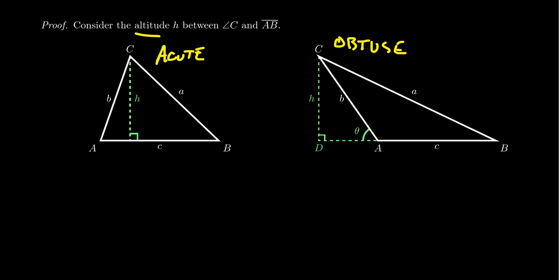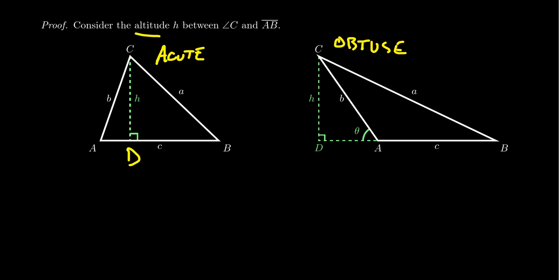You'll notice, for example, let's call the foot of this altitude point D on the first triangle here. You'll notice that the triangle ADC is a right triangle. So SOHCAHTOA applies in that situation. But likewise, CBD is likewise a right triangle. So we can use SOHCAHTOA in that situation as well.